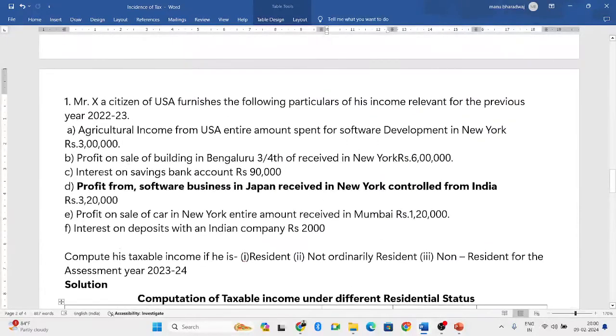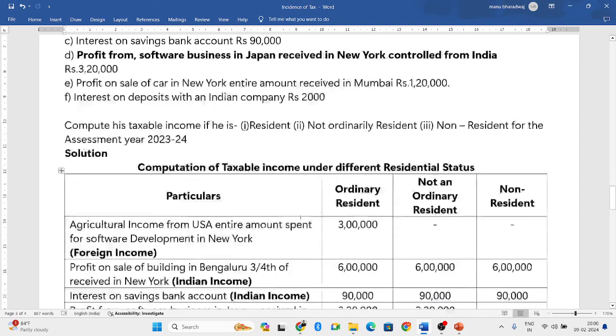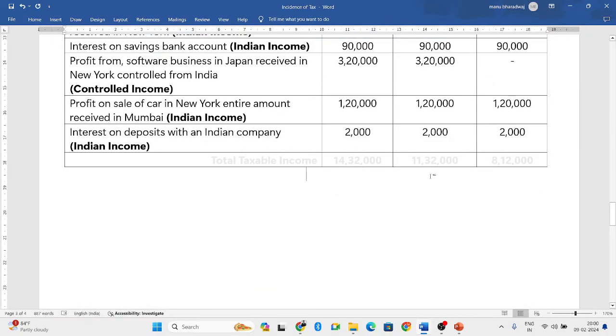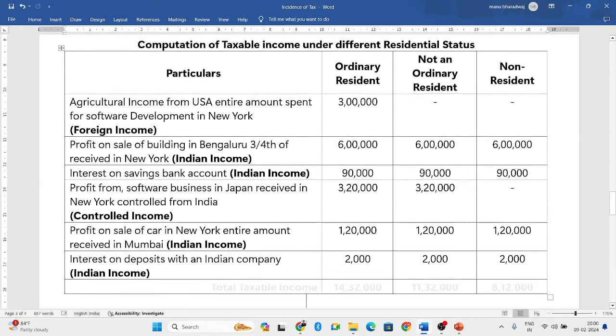Interest on deposits with an Indian company. You have deposited some amount in an Indian company and you are receiving certain interest. So the arising aspect is in India, and the receiving aspect is also in India. So it is considered as Indian income. As it is an Indian income, all the three people will be taxable: ordinary resident, not an ordinary resident, non-resident.